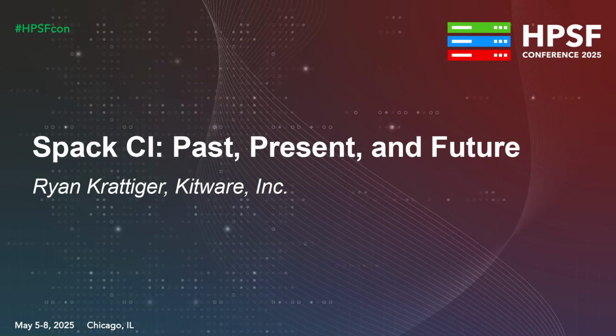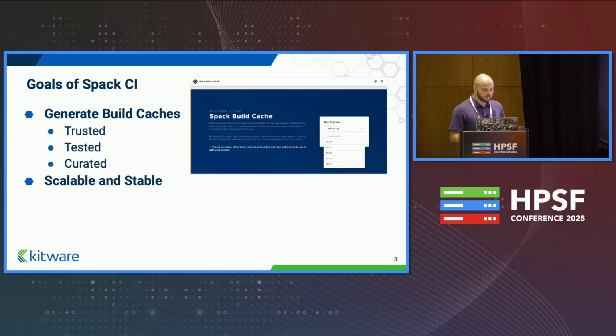And so to guide this presentation, why are we doing Spack CI? It's to generate build caches. The caveats are that we want them to be trusted binaries, tested and curated. And then underneath all that, we want to have a scalable and stable infrastructure.